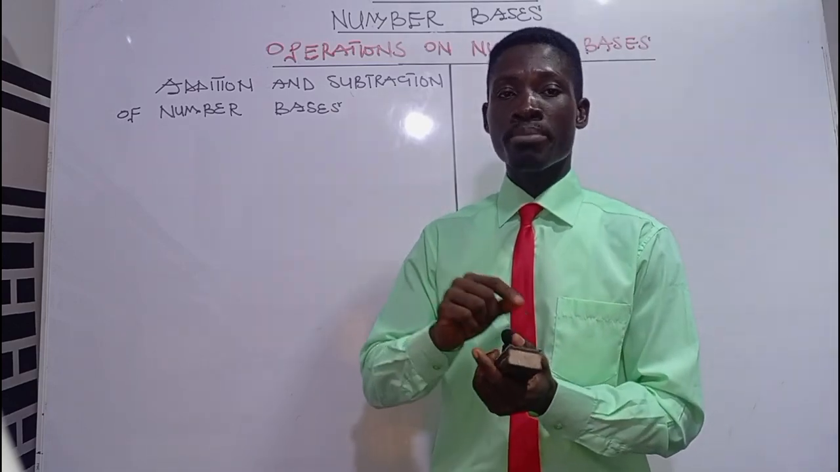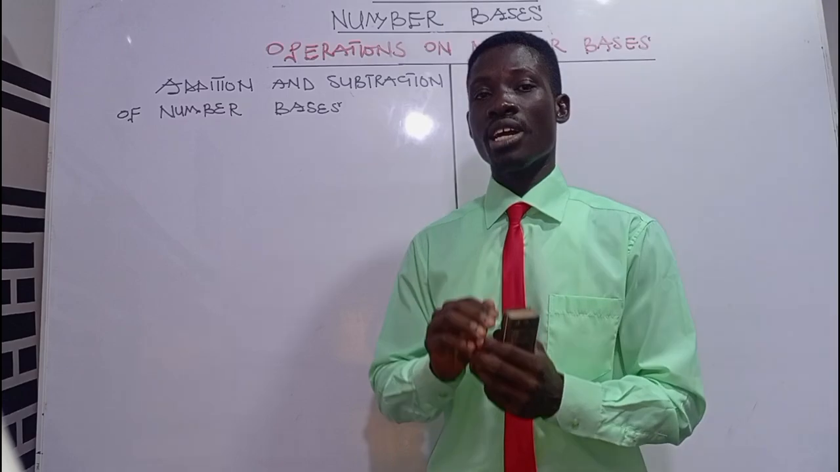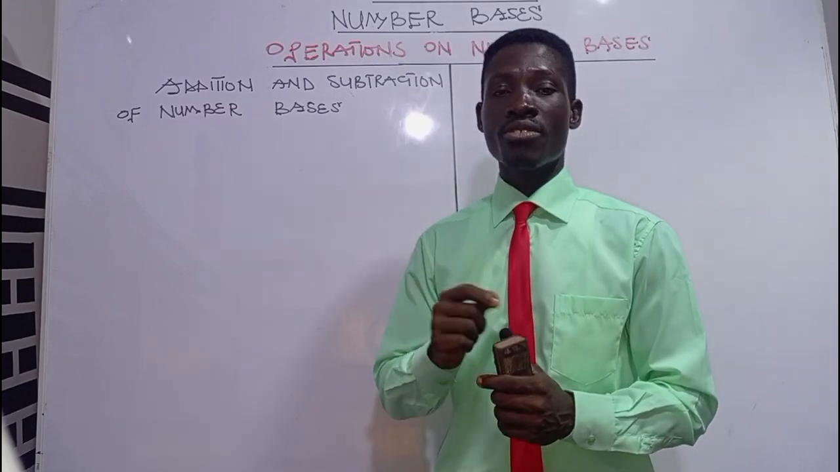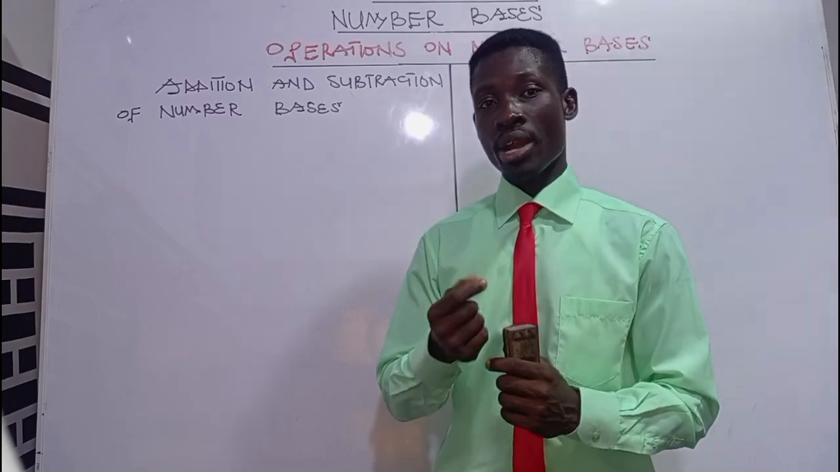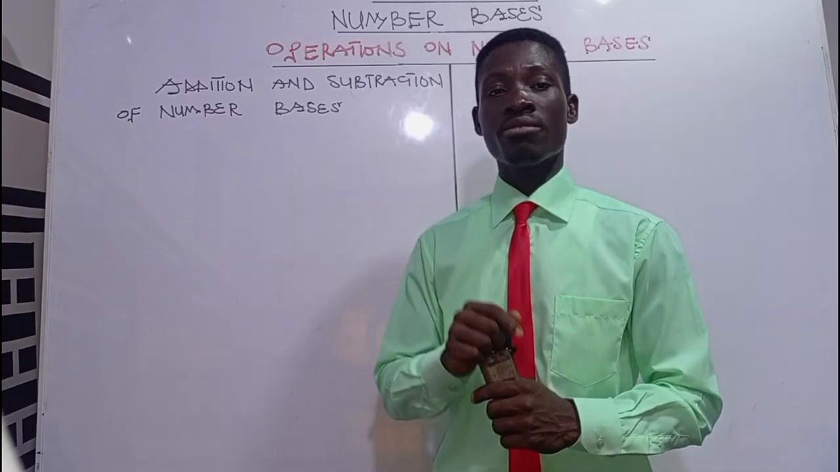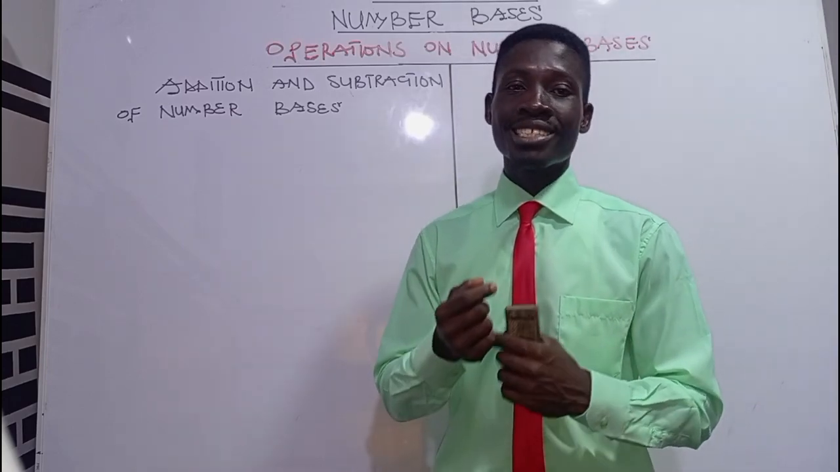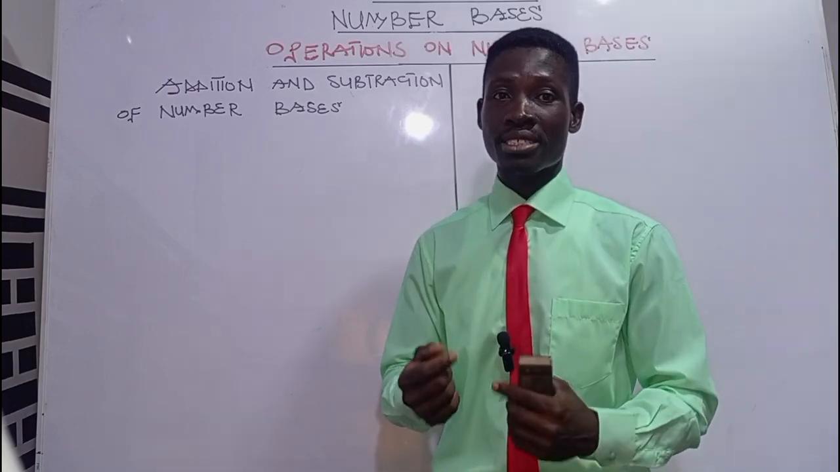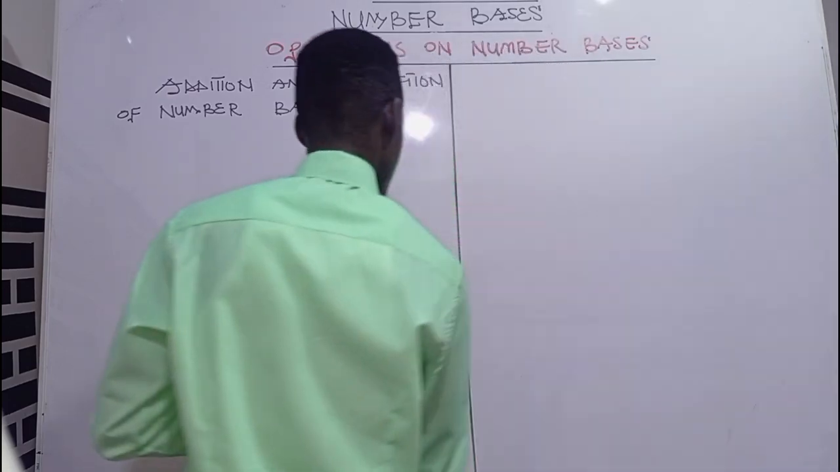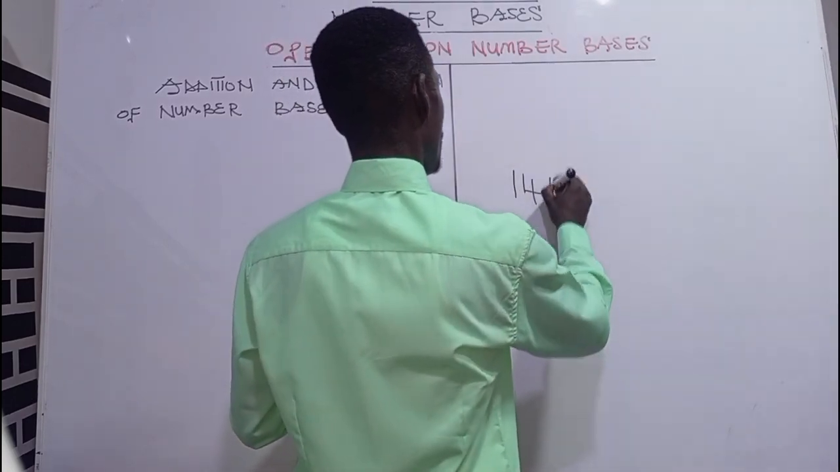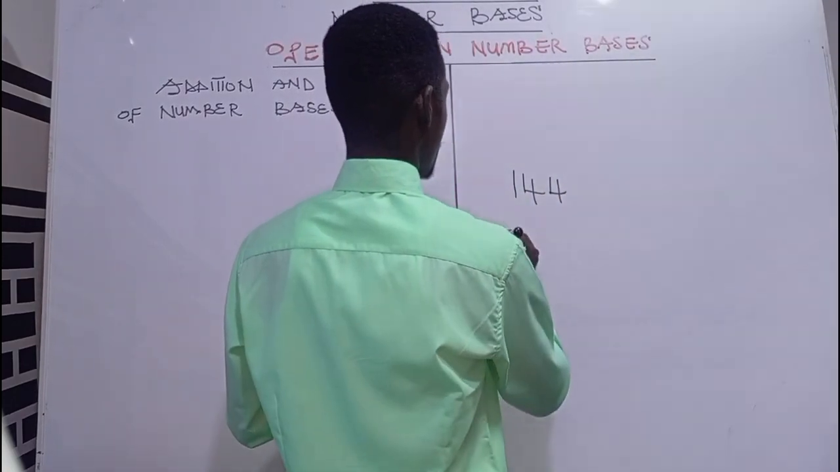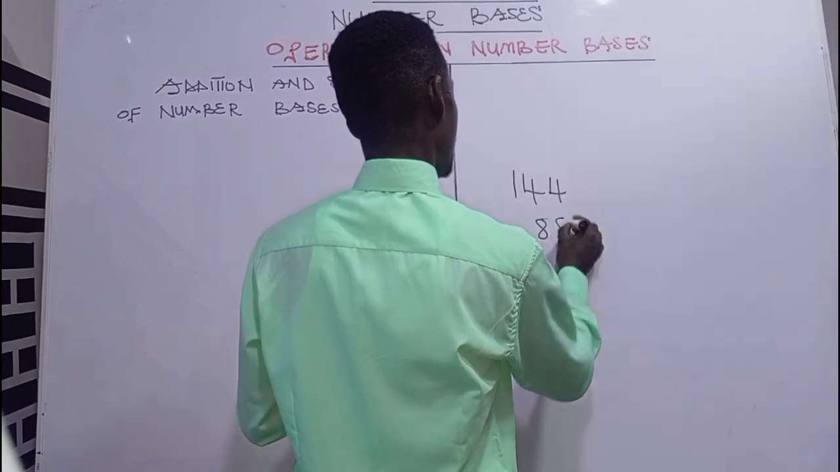So if you are working in base 2, you have to take note of that. If you are working in base 5, you have to take note of that. If you are working in base 6, you have to be very, very careful. Now, in our normal operation on numbers such as, let's say, 144 plus 88.